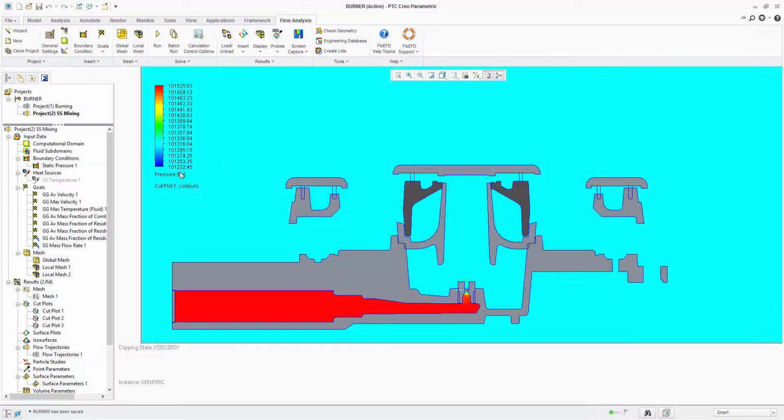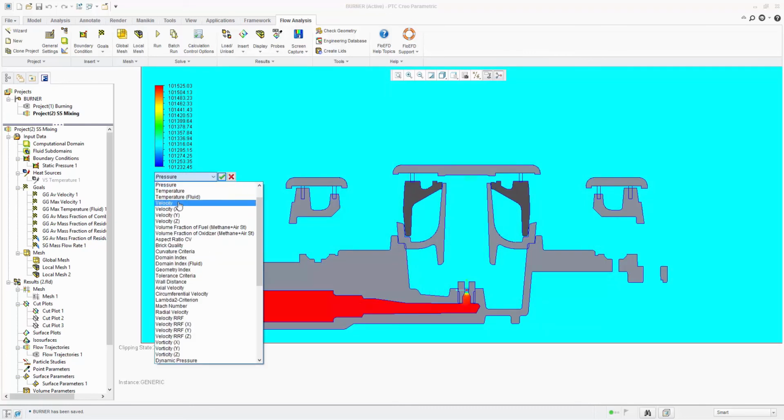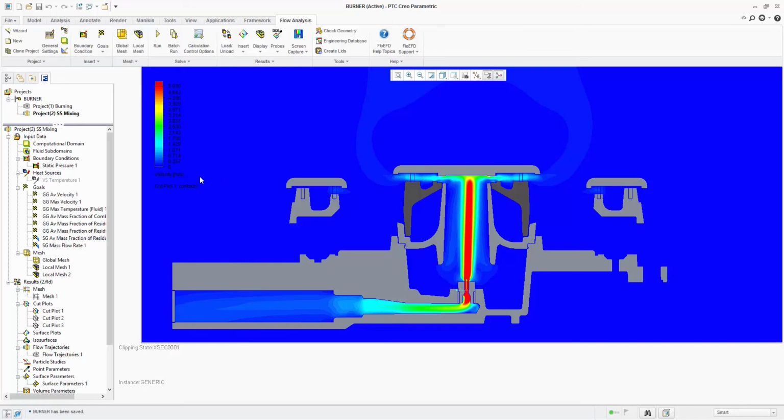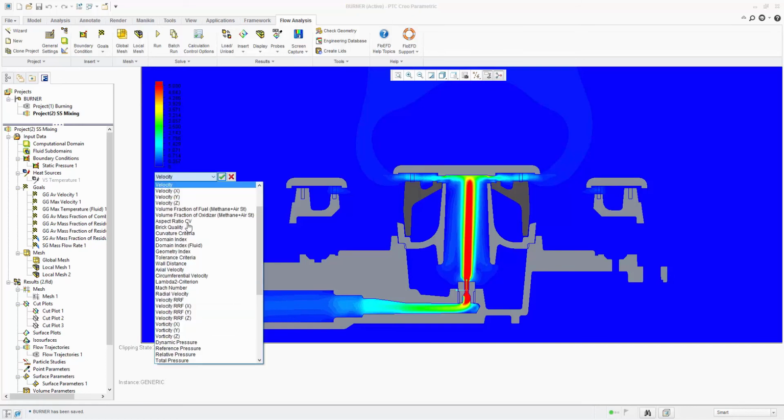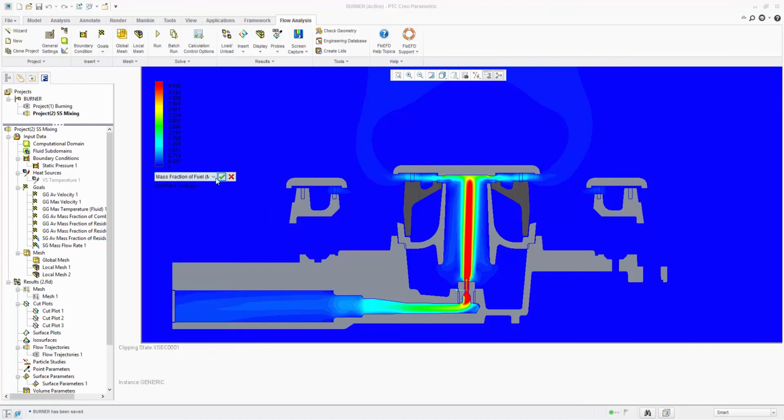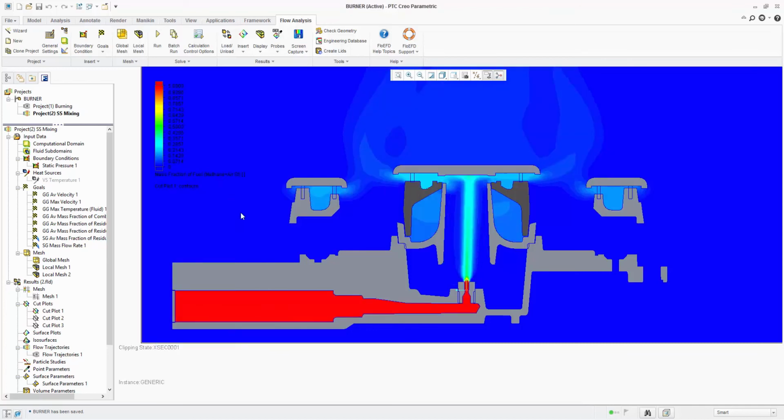Looking at the results of the mixing, we can see the pressure here with the higher methane supply pressure. A high velocity zone around the nozzle can be seen where the cross-section is constricted, which creates the jet for drawing in the ambient air. Finally, looking at the mass fraction of fuel, we can see the mixing pattern and the resultant volatile mixture at the ring outlet.